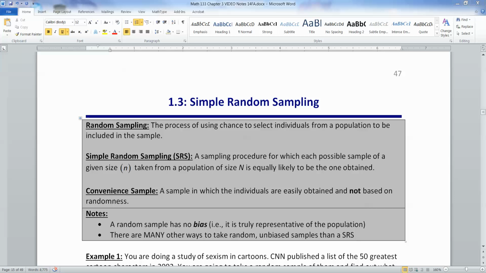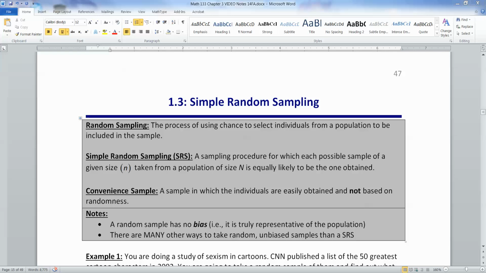In our course, we're going to almost always assume that we have a random unbiased sample. So it makes sense to take a moment here in section 1.3 and think about random sampling and how we create random samples if we so desire. Random sampling is any process that uses random chance in order to select individuals for the sample.